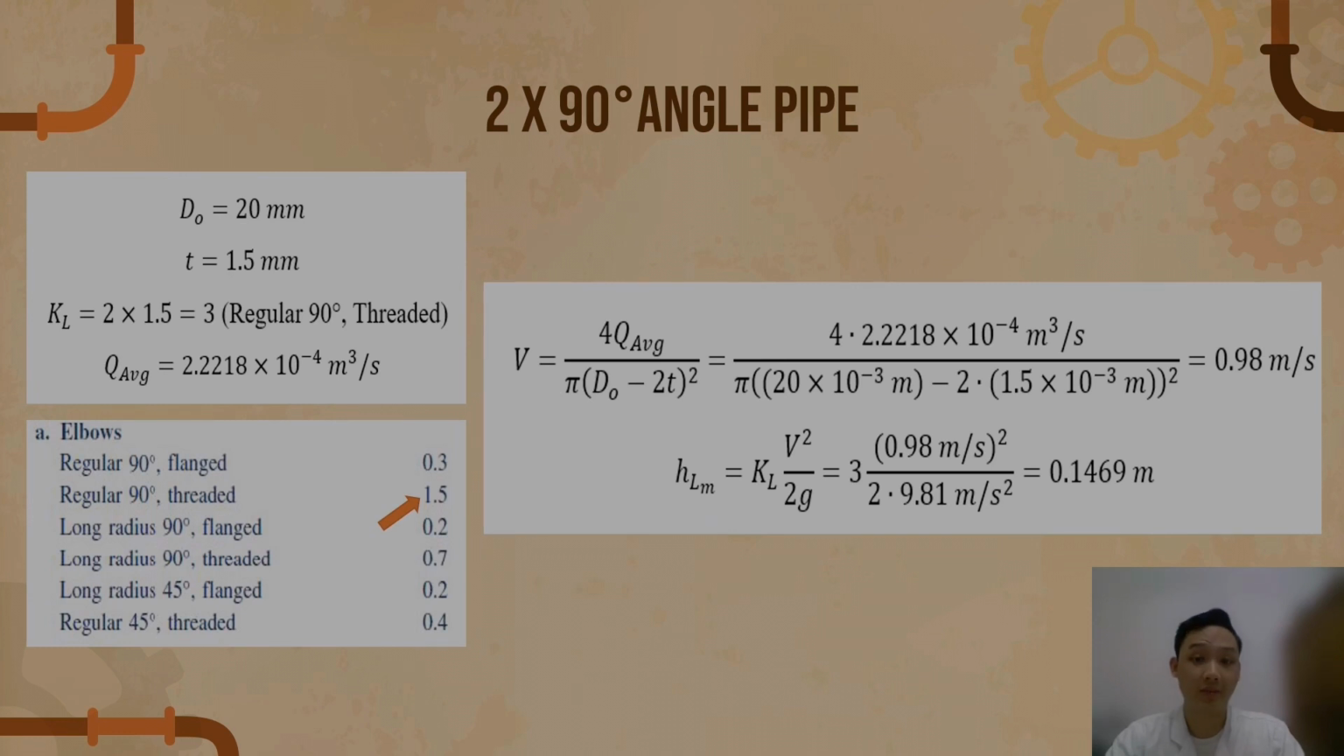In this 2 times 90-degree angle pipe, we'll be using the regular elbow 90 degrees threaded with a KL value of 1.5, but we need to multiply it by 2 as the previous one. And the HLM value is 0.1469 meters.